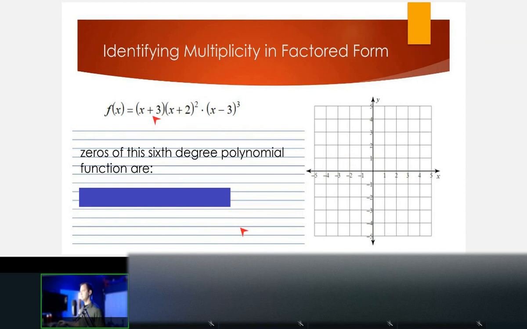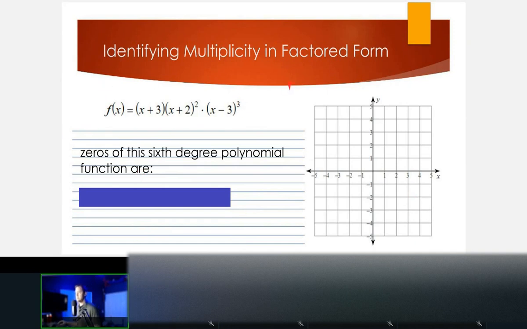Yeah. So to determine that, this is multiplication, right? And we don't have to multiply it all out to determine this. You can just count up the exponents. We have x plus 3 to the first power, x plus 2 to the second power, and x minus 3 to the third power. So that's 1 plus 2 plus 3 is 6. So this is a 6th degree polynomial.